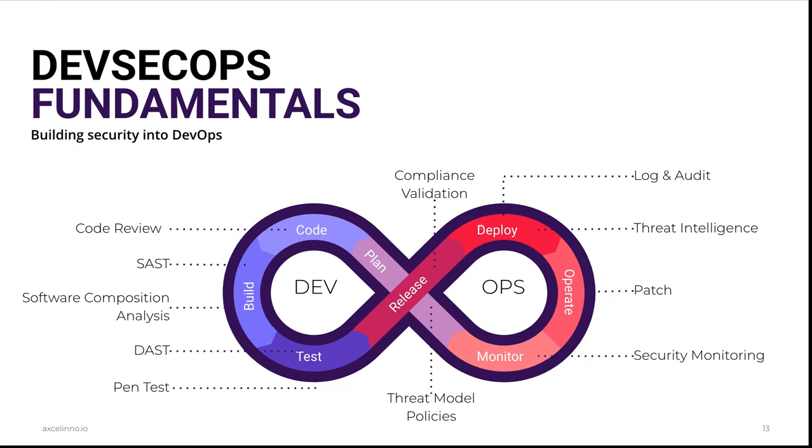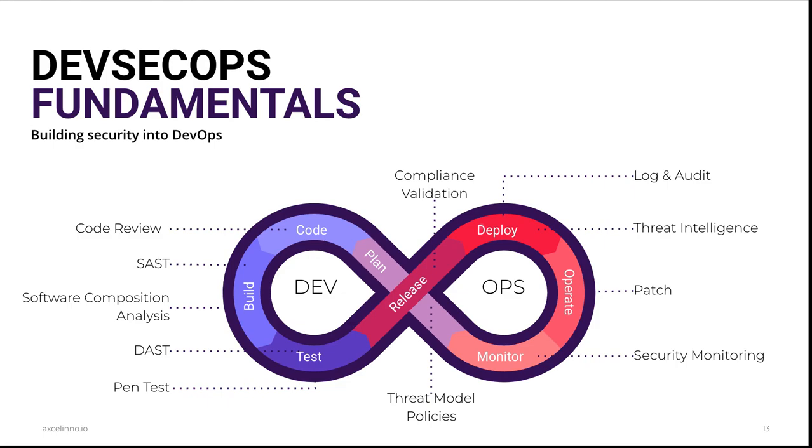Then you get into things like SAST scanning, software composition analysis, DAST and penetration testing. And as you go through this, what's your compliance? Are you validated there? You're going through and scanning, and then you're saying, hey, are we meeting compliance standards? And we've got to log and audit when we deploy. There's threat intelligence. There's patching infrastructure, which can also be software and libraries. And there's security monitoring as things are running. And then, what are our threat model policies?